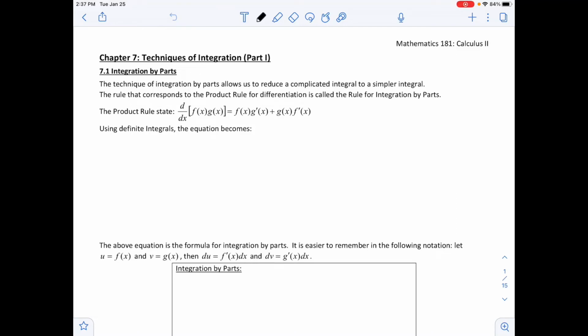We are in Chapter 7, Techniques of Integration, Part 1. Chapter 7 is getting split into two parts. Part 1 is going to be on our Unit 1 exam, and Part 2 will be on our Unit 2 exam. So 7.1 is integration by parts.